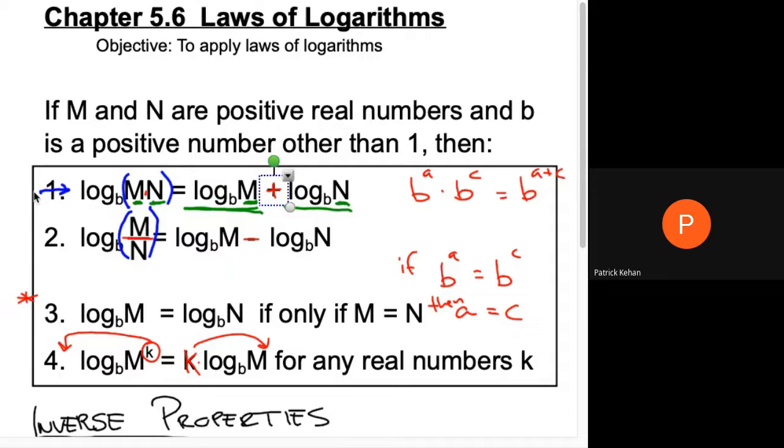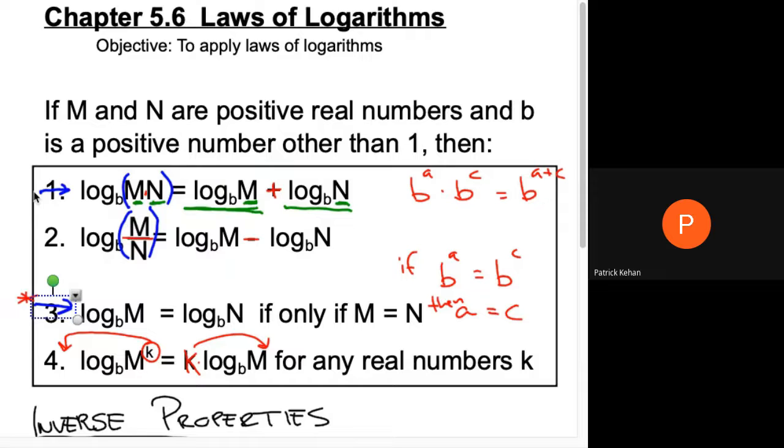Rule number 3 is if you have log base b of m equal to log base b of n, then m has to equal n. There's no other way around it. That relates to this property right here. When you have a base to an exponent equals the same base to another exponent, if b to the a equals b to the c, then logically a must equal c. It's the only way around it. That's kind of relating to this property here.